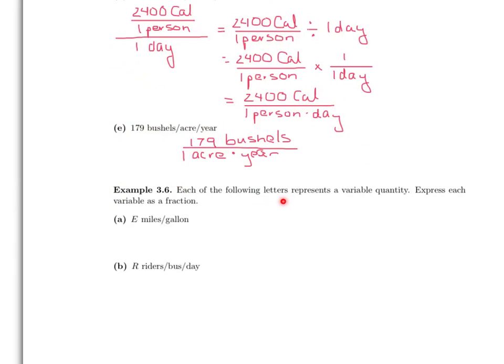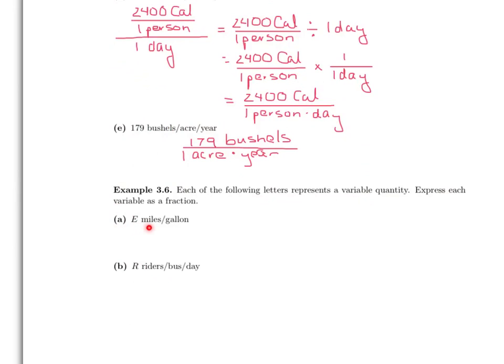Each of the following letters represents a variable quantity. Express each variable as a fraction. So this example is actually very similar to the last example. Our goal is identical. We want to express each of these quantities as fractions. The only difference is, in our last example, you were given numerical quantities. Here you're given variable quantities. But remember, every one of these variable quantities represents a number, just like it would have in the last example. So let's have a look at part A.